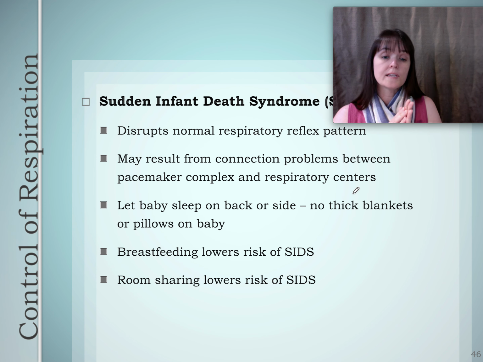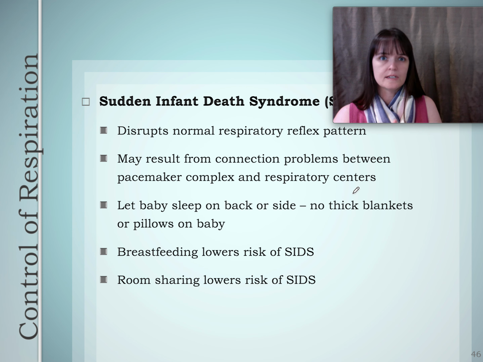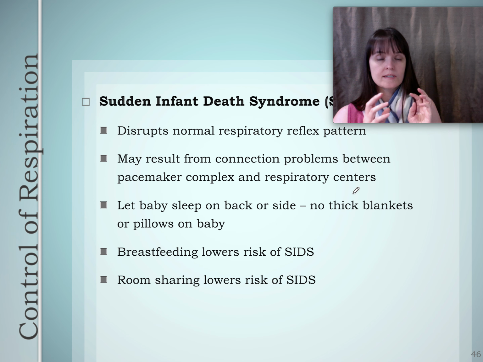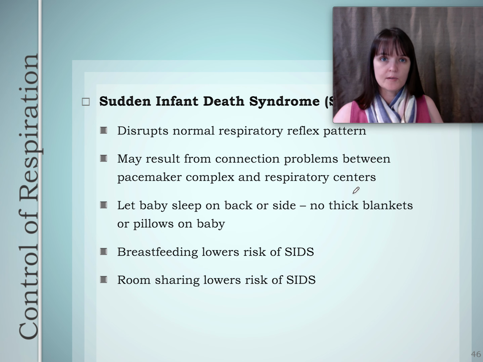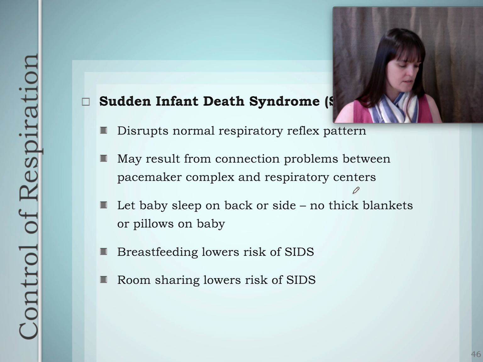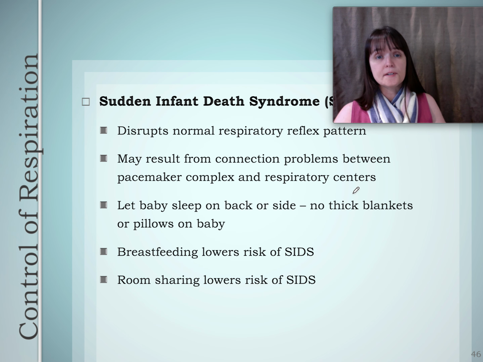And room sharing lowers the risk of SIDS deaths. If they're in the room with you and they stop breathing, you can hear it. So being in the room with you is preferable for this. Also, if they wake up and they want to feed, they're not screaming by the time they wake you up and you get to the other end of the house. So let's continue to decrease the rates of SIDS deaths.